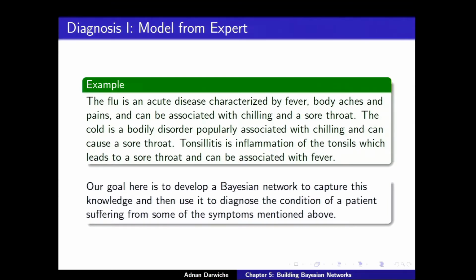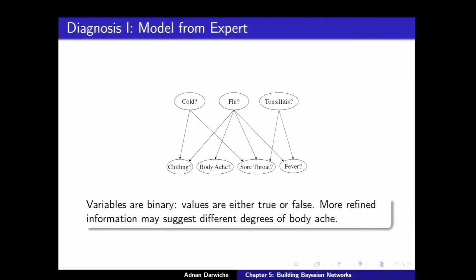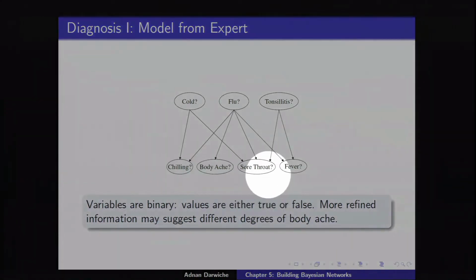5 symptoms? How many conditions? 3, 2, 3. 3 conditions. You agree with the 5 symptoms? Good. Let's see. What was the 5th symptom? Okay, here's what I have. The conditions: cold, flu, and tonsillitis. And then I have chilling, body ache, sore throat, and fever.